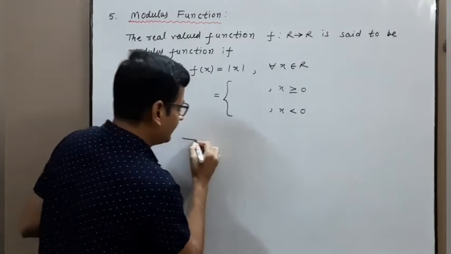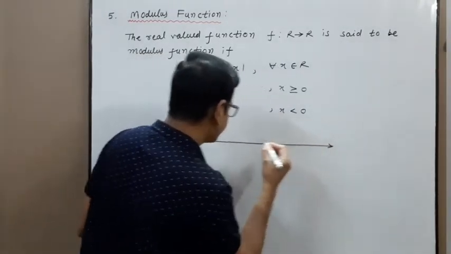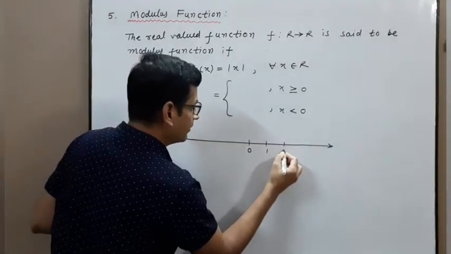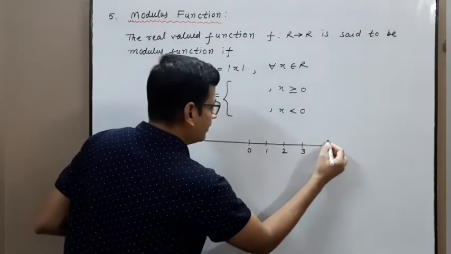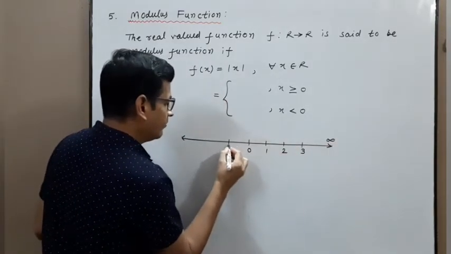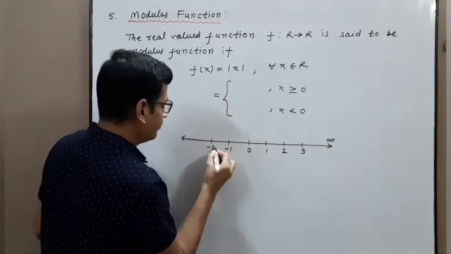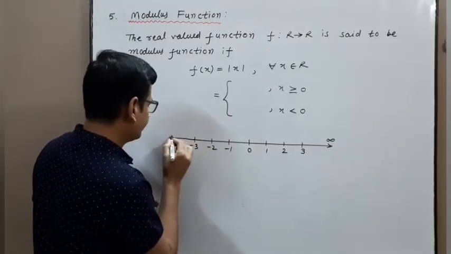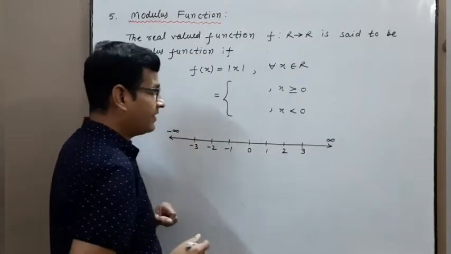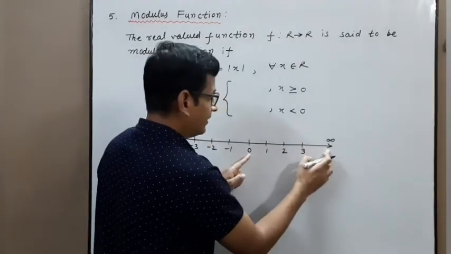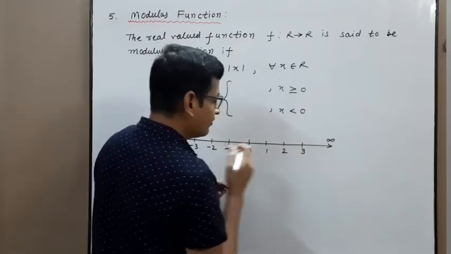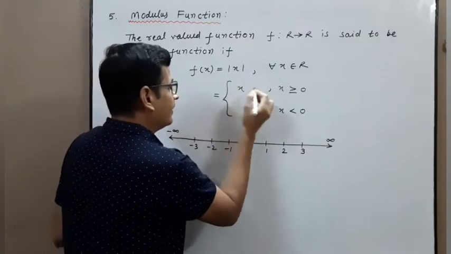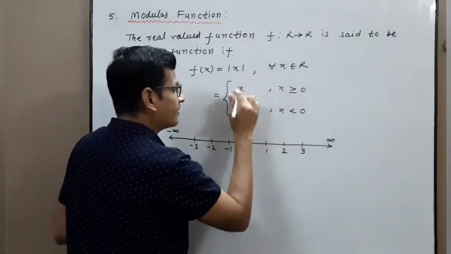So we can use a number line: 0, 1, 2, 3, infinity, and minus 1, minus 2, minus 3 and minus infinity. If we take any number between 0 and infinity, then all numbers are positive, so mod is not required. What does mod do? It makes numbers positive. So when x is greater than or equal to 0, mod x equal to x.